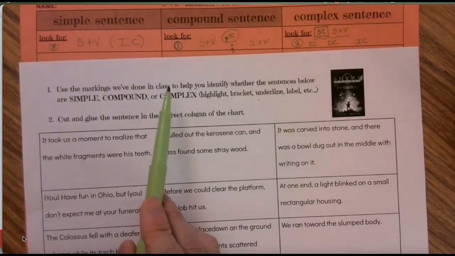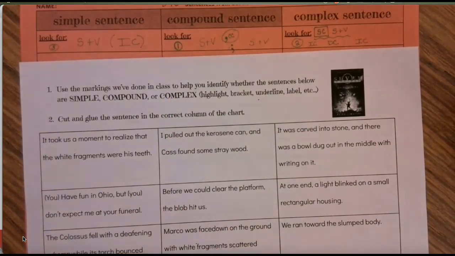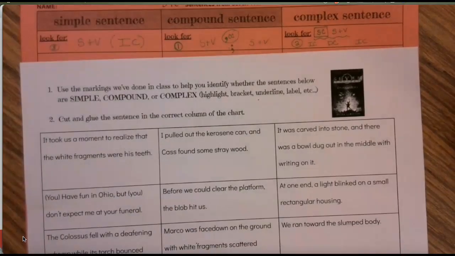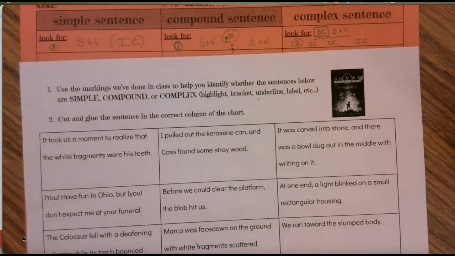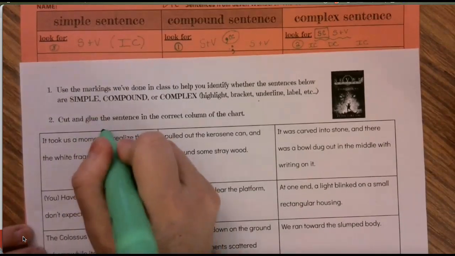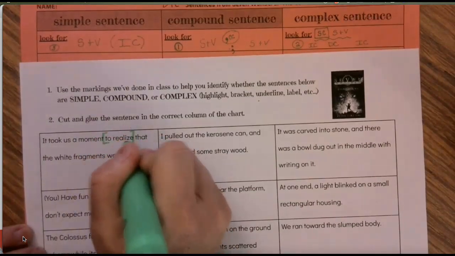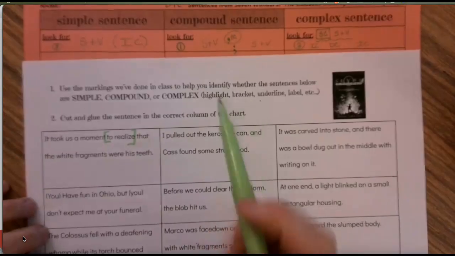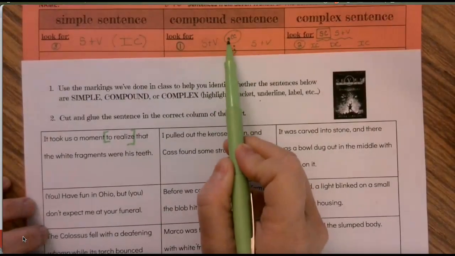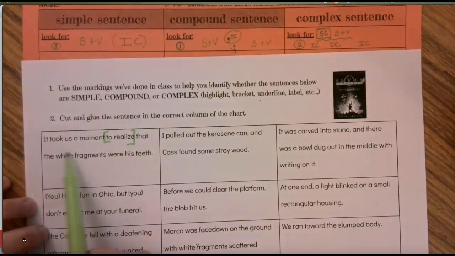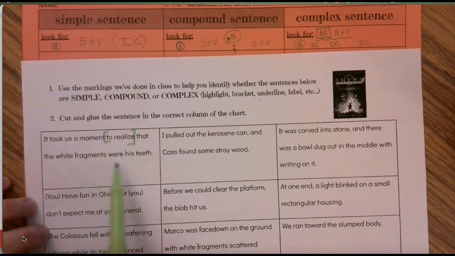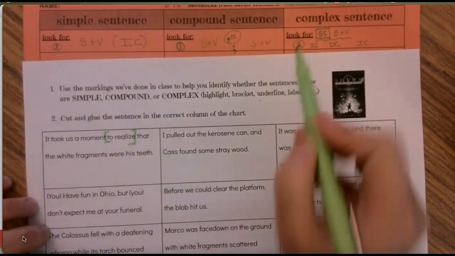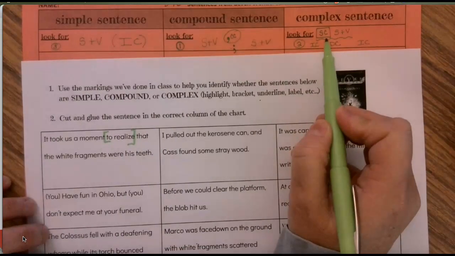So first, I'm going to get rid of any phrases that I see. And I see an infinitive, to realize. So I'm going to put brackets around it. And that's it. So now I'm going to try and identify the type of sentence. I'm going to look first to see, is it compound? Do I see a comma with a coordinating conjunction or a semicolon? And I do not. There's no comma in here at all. So now I'm going to look for my complex sentences.